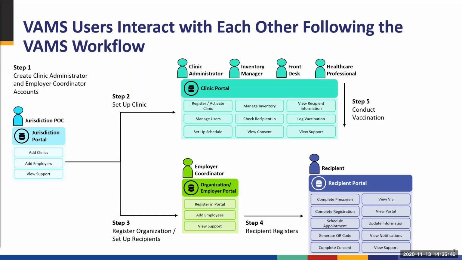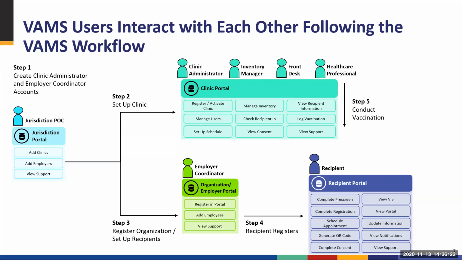By adding clinics into VAMS, this allows the clinic point of contacts, which will likely be the clinic administrators, to set up their clinic operating hours, vaccination stations, place inventory requests, and add other clinic users in VAMS so they are prepared to administer COVID-19 vaccination to the recipients. This also allows employer coordinators to register their organization in VAMS and either add employees in the system themselves or request the jurisdiction point of contact to authorize policy-enabled registration.